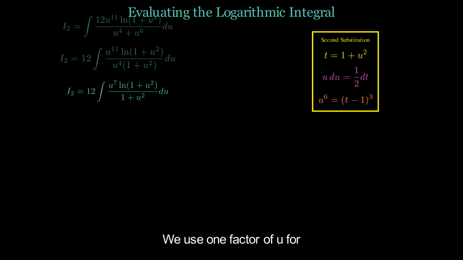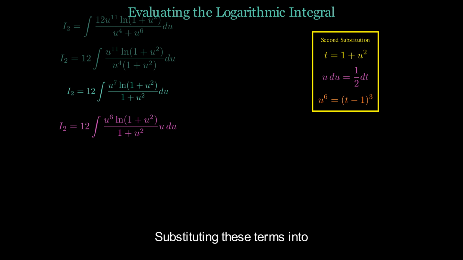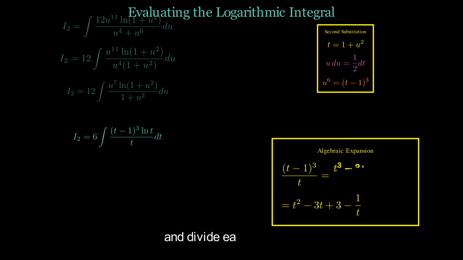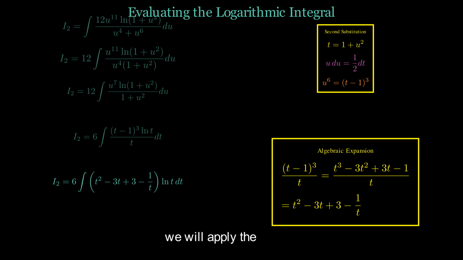We use one factor of u for the differential. This leaves u to the sixth, which we can express in terms of t as t minus 1 cubed. Substituting these terms into the integral transforms the expression into a form involving only the variable t. We expand the cubic term and divide each part by t. This results in 4 separate terms that can be integrated individually. To evaluate these terms, we will apply the method of integration by parts in the next step.